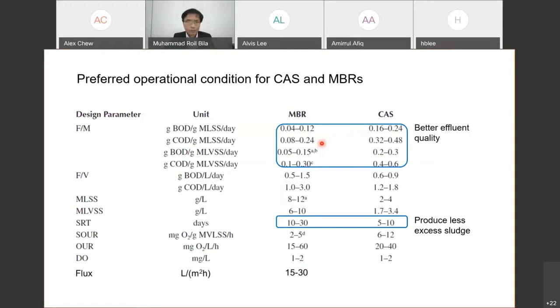Another thing is that we operate at a very long sludge retention time. If you don't understand, it's okay. I will show you later a bit how it works. We also produce less sludge. But at the same time, because we need a membrane in the system, we also have extra cost and an energy cost to operate the MBR.